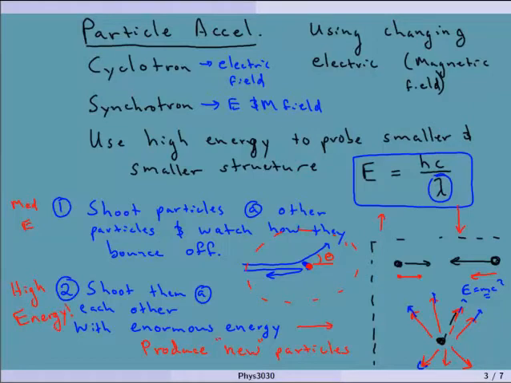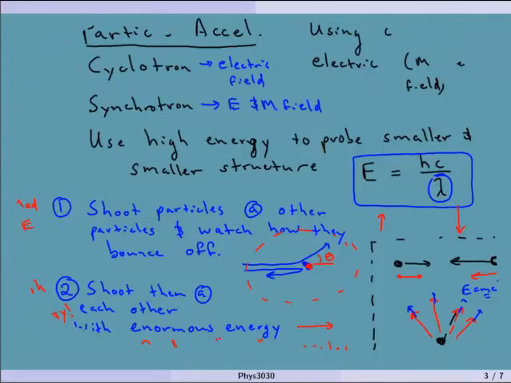Okay. And what do we mean by really high and really big and really small? Well, the way that we measure energy at these small scales has to do with the units that we use, which is called the electron volt.